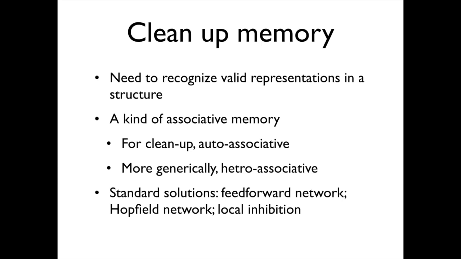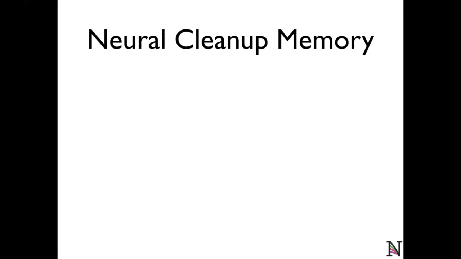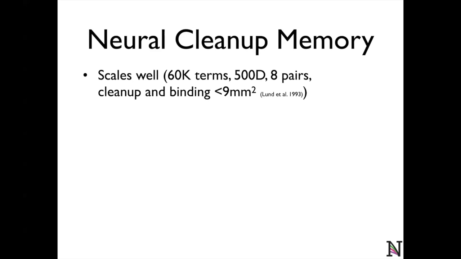And as I mentioned, it's a problem that's been around, and so there are lots of solutions. There are things like feed-forward networks. The famous Hopfield network can be thought of as a kind of cleanup memory. You can use local inhibition or winner-take-all sorts of techniques. The network that we're going to talk about, we've found to be really good at scaling and also very robust to implementation and spikes. So the cleanup memory that we use can scale really well, as I mentioned.